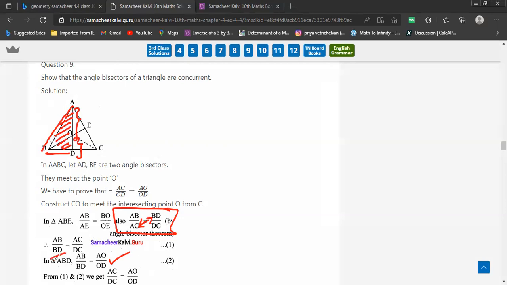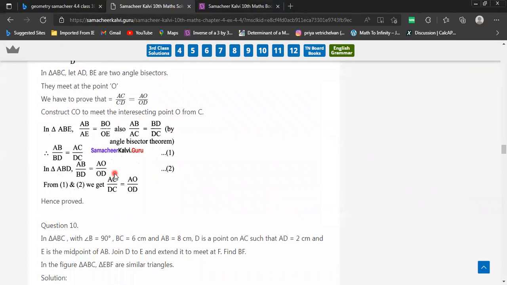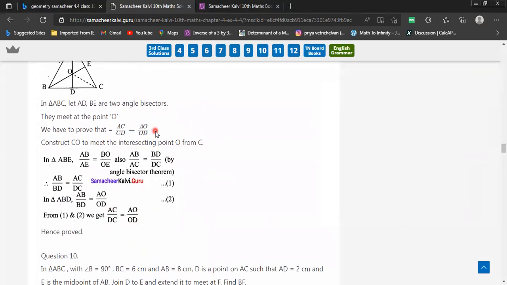So now you have AB by BD from the triangle ABE and triangle ABD as well. So you can compare these two equations. If you compare these two equations, you can write AC by DC is equal to AO by OD. Can you follow this? So AC by DC is equal to AO by OD. So that's what our aim was. We have proven that.